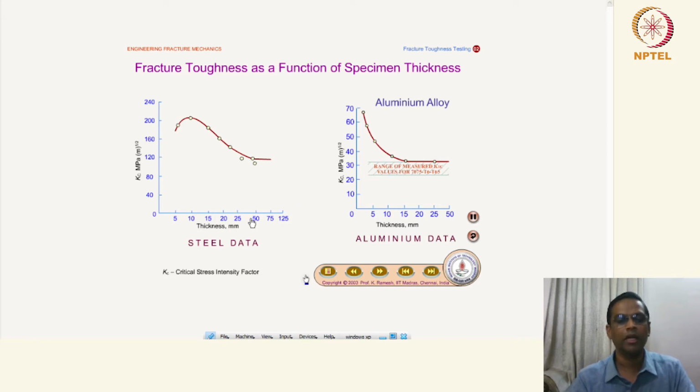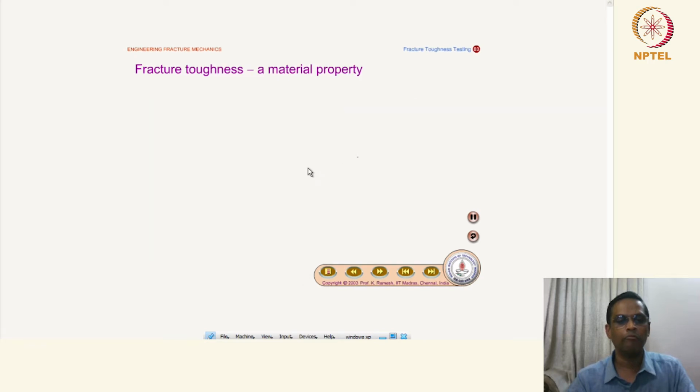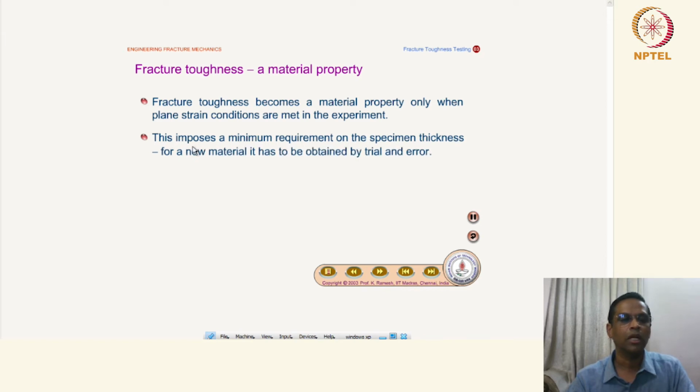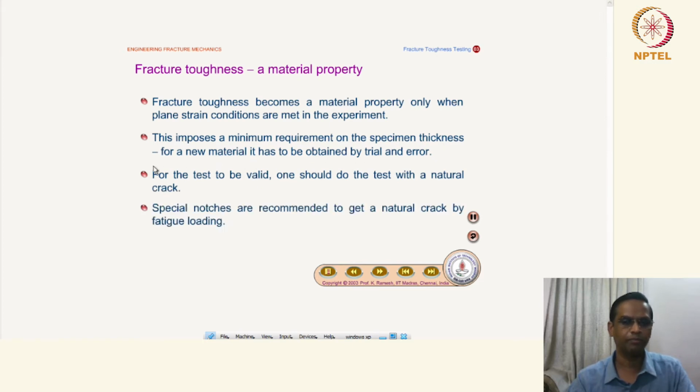The other point to notice is that fracture toughness is a material property. Fracture toughness becomes a material property only when plane strain conditions are met in an experiment. This is all well established now. This imposes a minimum requirement on the specimen thickness. For a new material, it has to be obtained by trial and error.